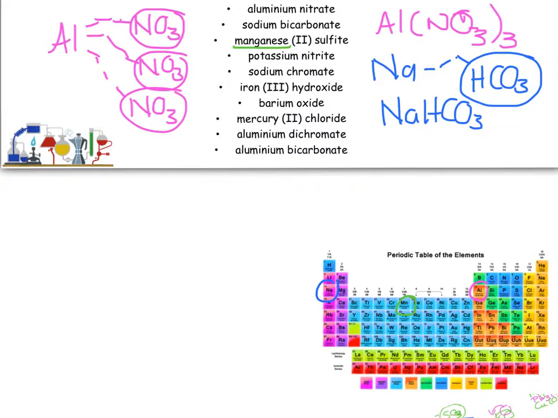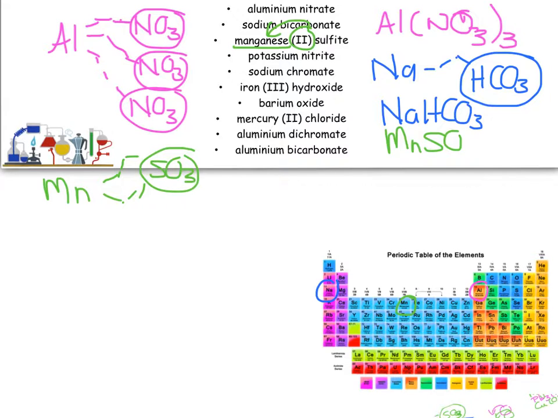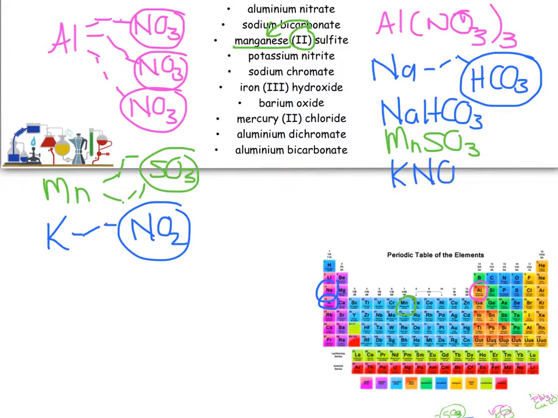Manganese, remember, is not the same as magnesium. Manganese is one of your transitions. It is Mn. We're told that it has a valency of 2 arms. Sulfite is SO3. As a group it has a valency of 2. So the formula for manganese sulfite is MnSO3. Potassium nitrite. Potassium is here in group 1 with a valency of 1. Nitrite is NO2. As a group, it has a valency of 1. So my formula is KNO2.